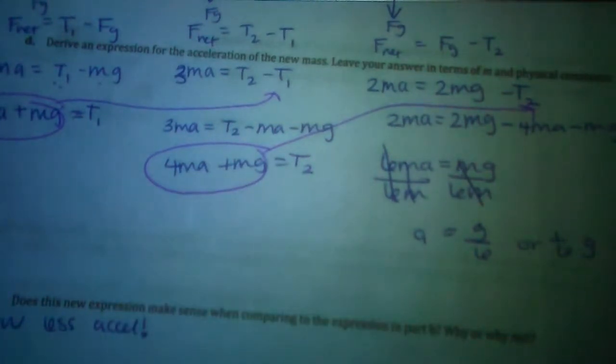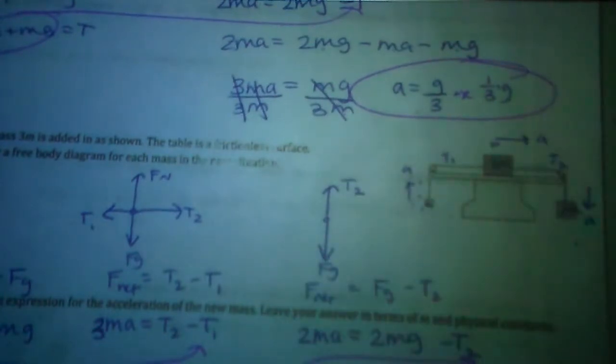So hopefully you said something about less acceleration, right? 1/6 of G is definitely less than 1/3 of G. From the beginning, we should have said that this would be less acceleration. So there's a lot of ways to think about this.